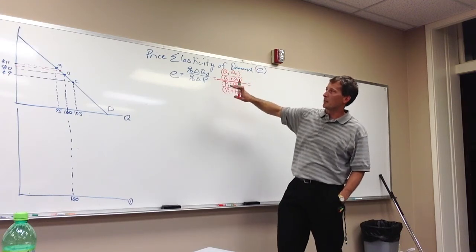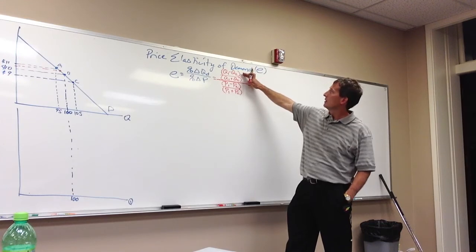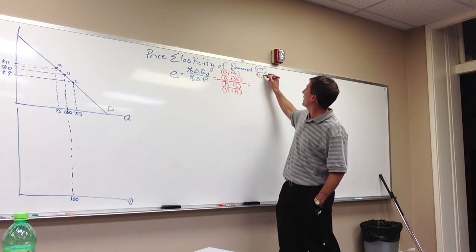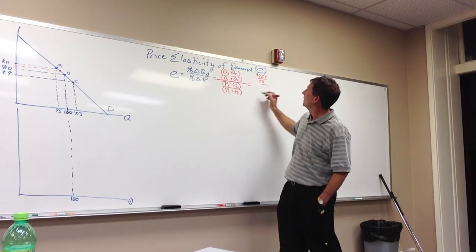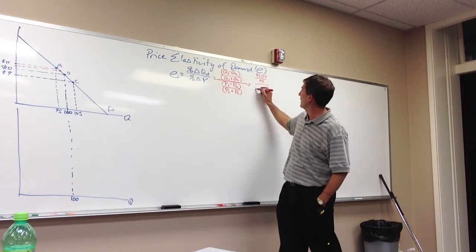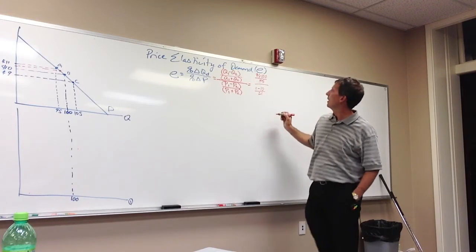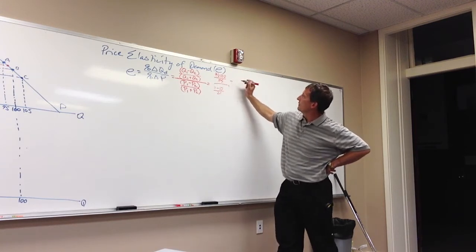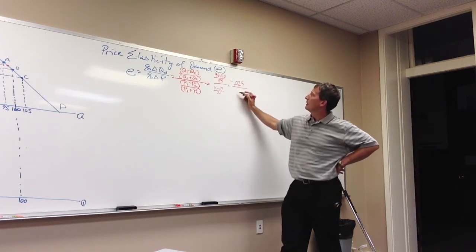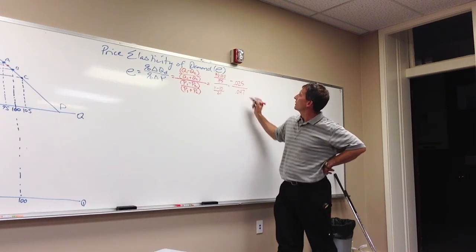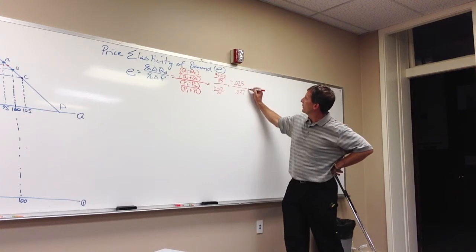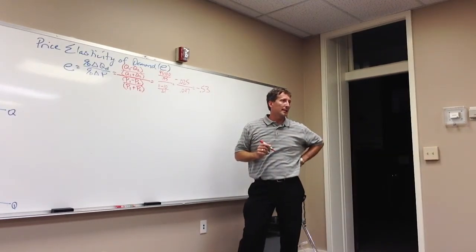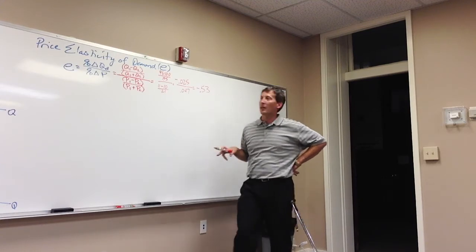So if we're moving from A to B, the new number is 100. The old number was 95. So we got minus 5, or let's write it out: 95 minus 100 over 195. And then we've got the prices, which is 11 minus 10 over 21. Somebody pull out their calculators, give me the upstairs number here. Negative 0.025, okay. And 0.047, and this one's a positive. Then do the final one here. What do we get? Negative 0.53.